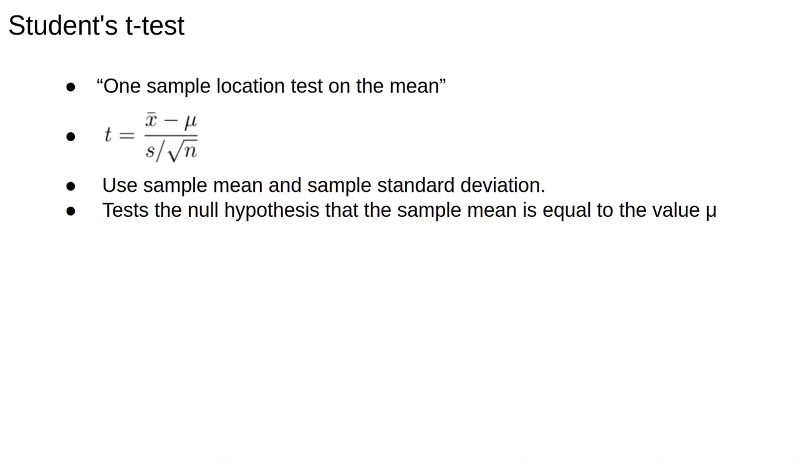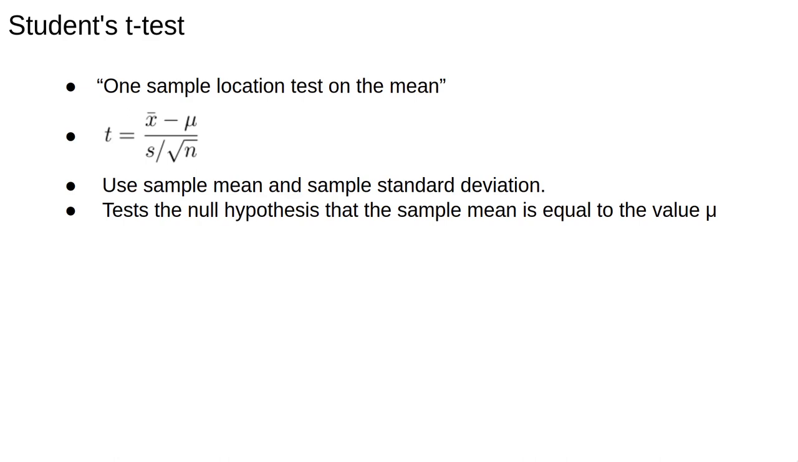The one sample location test on the mean is similar to the z-test, except we use a sample standard deviation s instead of the population standard deviation sigma, which is usually unknown. The test statistic is t = (x̄ − μ) / (s / √n). Note the s in the denominator instead of sigma for the z-test. It's an estimate of the population standard deviation computed from the data.